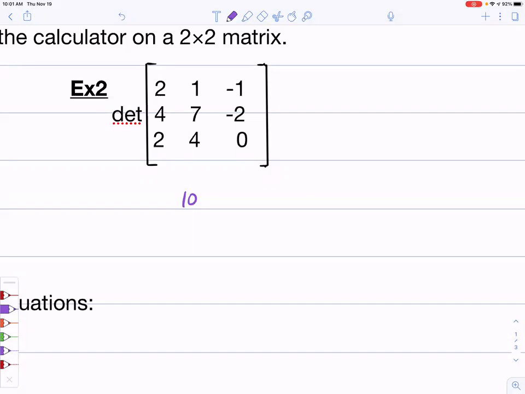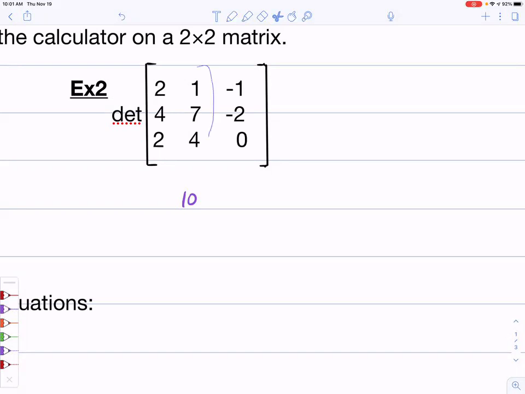Now, you say, great, but what does that do? First thing I want to do is show you what you would have to do if I made you do this by hand, just to let you know that I'm being nice to you. So what if you were going to find the matrix determinant by hand?